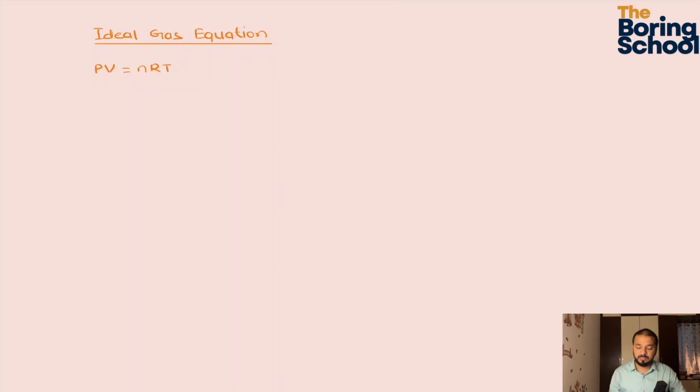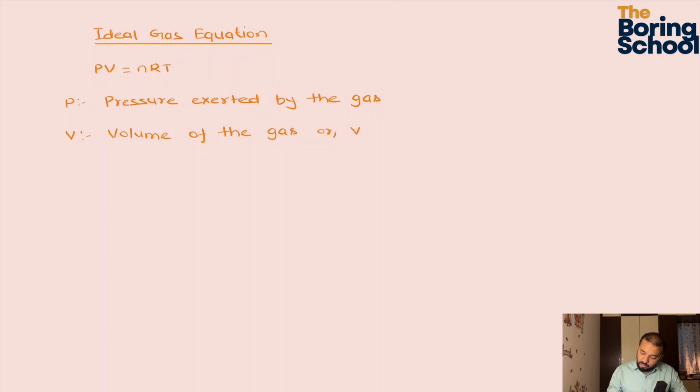So let me explain what these terms are. Here P stands for pressure exerted by the gas. V stands for volume of the gas, and we know the volume occupied by the gas is equal to the volume of the container in which the gas is present.